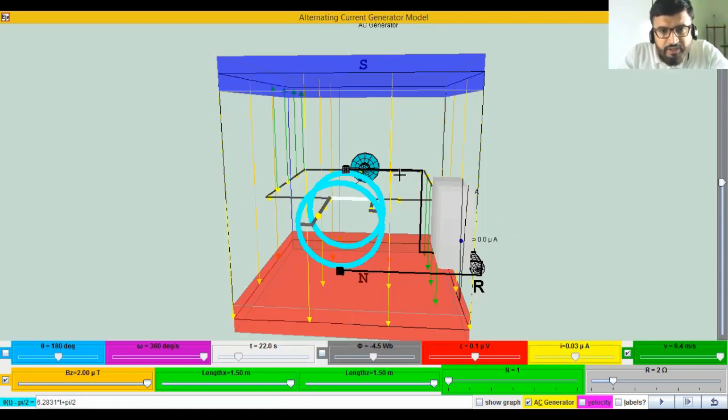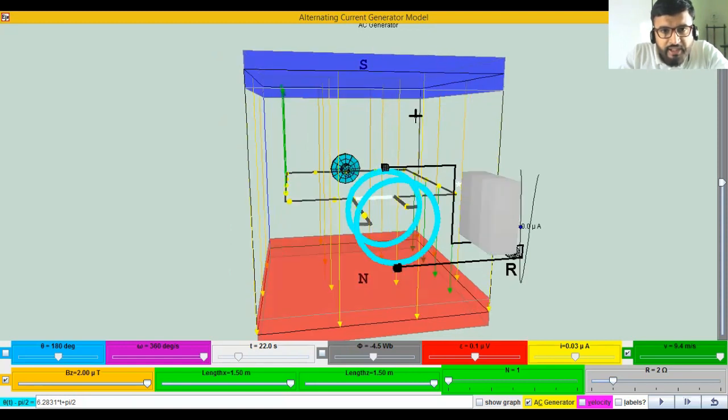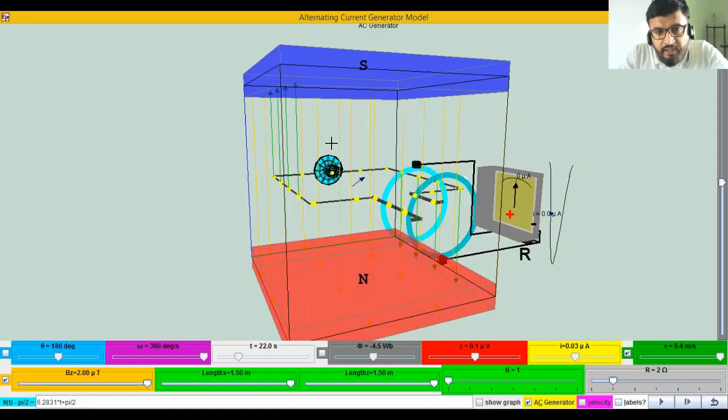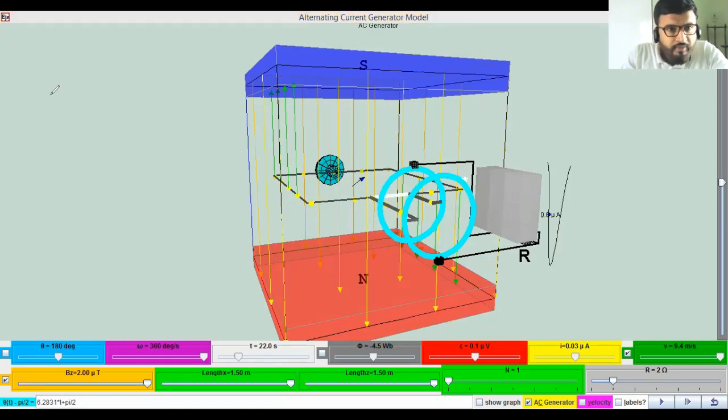So at this position, we can observe that the green arrows are representing the velocity vector, while the yellow arrows are representing the magnetic lines of forces. They are parallel to one another, and when the coil is in this position, the voltage will become 0. So in this position, the voltage is 0.